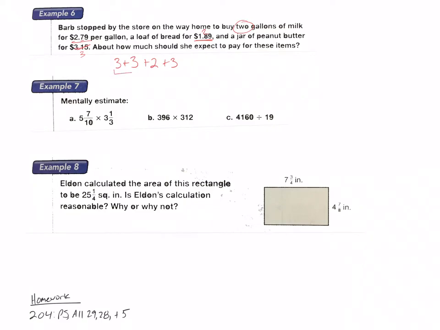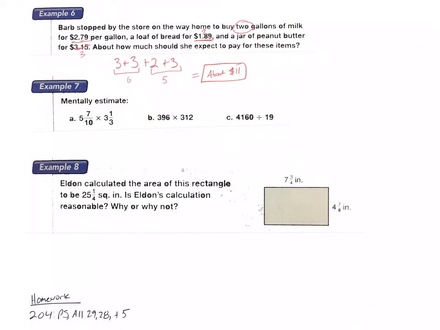So let's just add all those up. These two are 6. These two add up to 5. So this is about $11. Okay, is that an exact answer? No. Could we find an exact answer? Yes. However, we don't need to because we're just wanting to estimate. You know, maybe she's saying, do I need to get a $20 bill out of my wallet or will a $10 bill work? All right, this one says mentally estimate these.